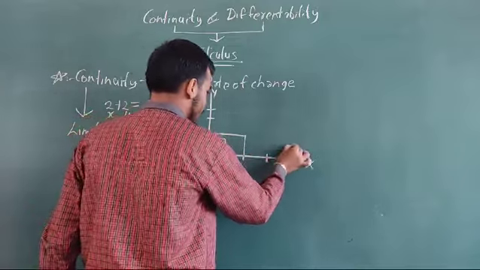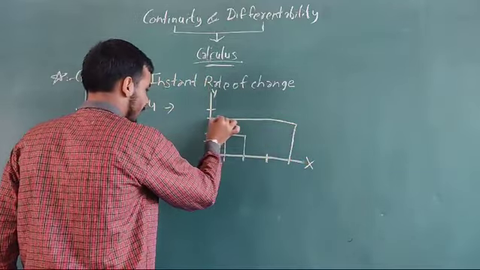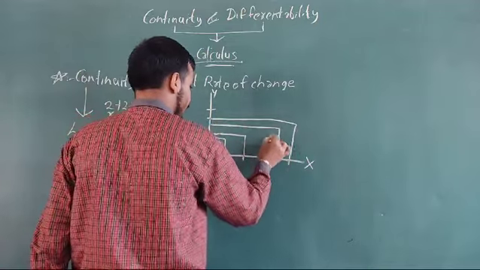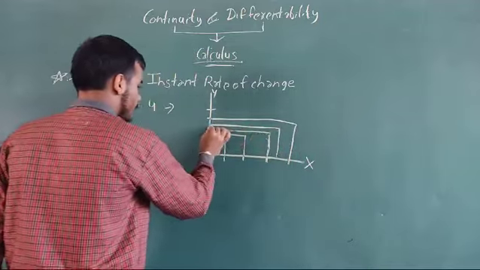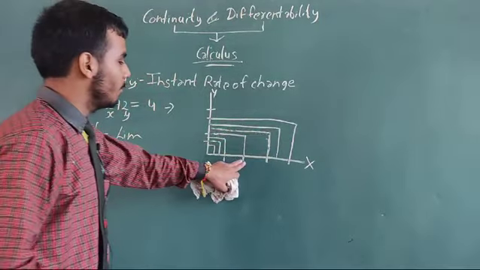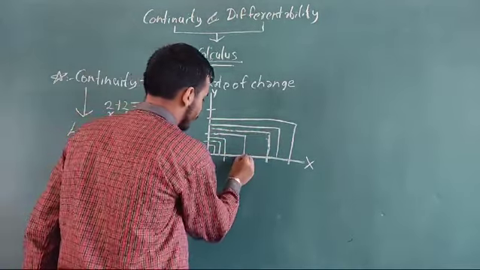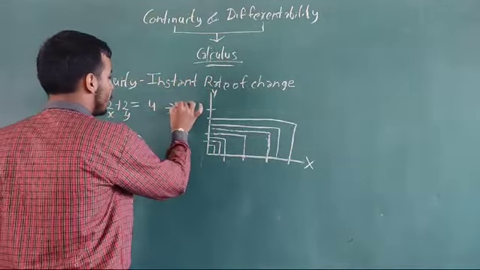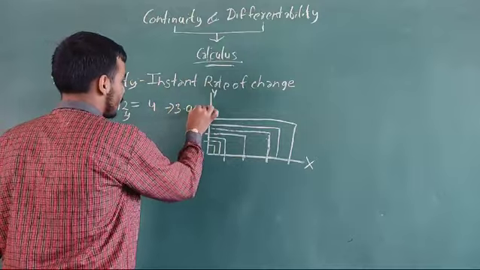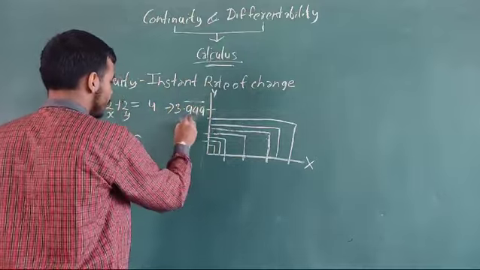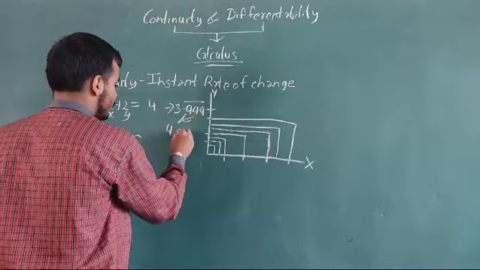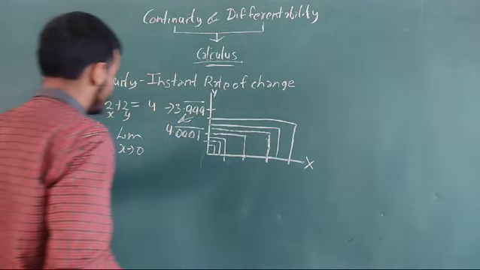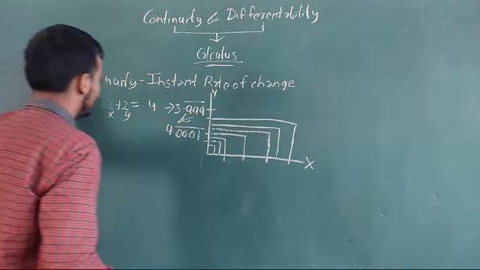And from this side, all the points are trying to come to this point. It means that the value is varying from 3.999 and so on, and 4.0001 and so on.